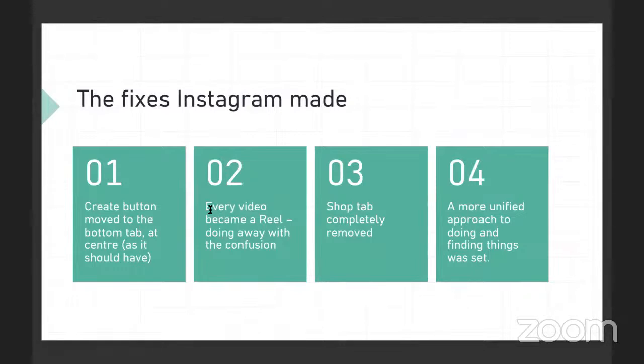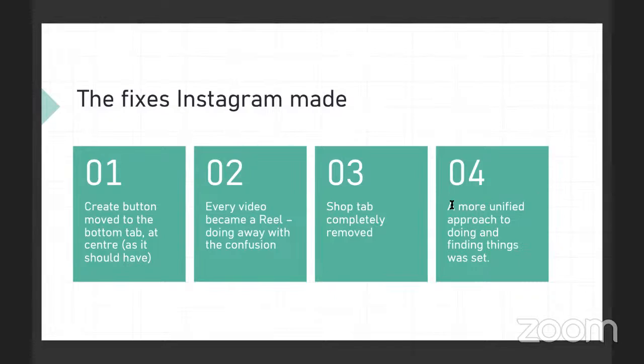Then they decided to make every video become a reel, doing away with the confusion. So anytime a user makes a video, it will become a reel automatically. You didn't have to choose or figure out how to post your video on a platform that was also quite cluttered, to say the least. Then they've removed the shop tab completely, so you'll only interact with shopping items under the explore page or when you interact with a profile that's a shop.